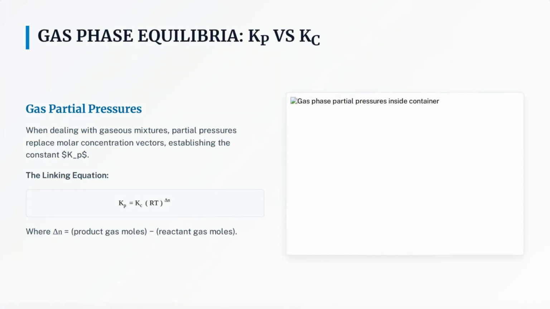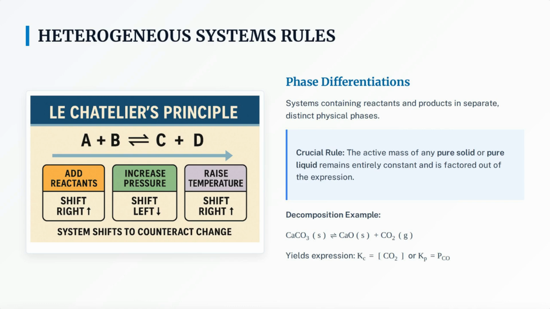For gas phase equilibria, we use partial pressures instead of molar concentrations, leading to the constant Kp. The linking equation relates Kp to Kc using the ideal gas constant R, temperature T, and the change in moles of gas, Δn. Heterogeneous systems involve reactants and products in different phases. The active mass of pure solids and liquids is constant and factored out of the equilibrium expression.